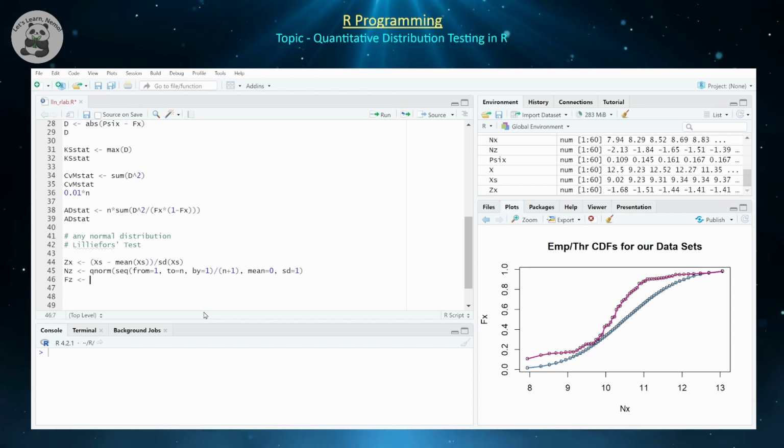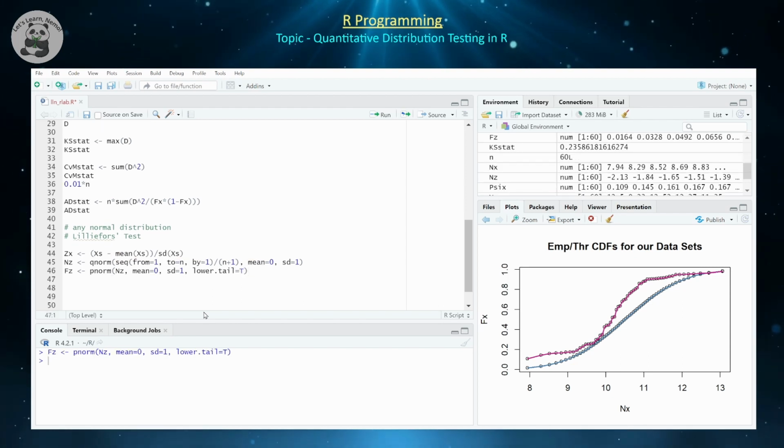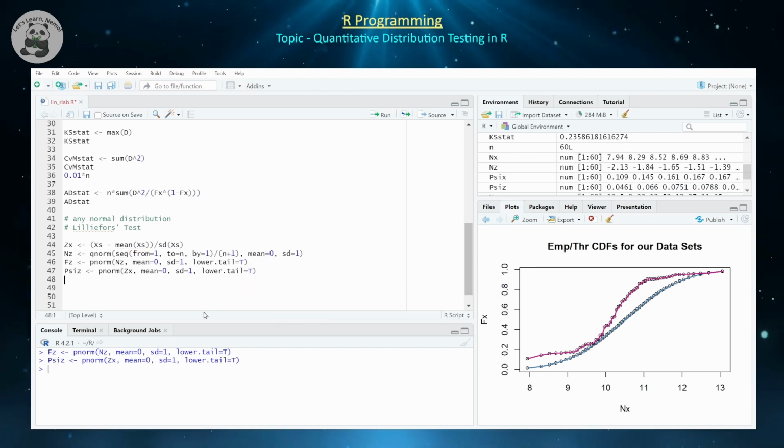So that's going to be our FZ. And I'm just going to do a pnorm of NZ with a mean of 0 and a standard deviation of 1, and let's make sure our lower tail is calculating from the left-hand side. Sorry, and that's going to give us our empirical probabilities. Then let's calculate our theoretical probabilities of what they actually are for our sample. So we're just going to do pnorm for our z-scores generated from a mean of 0 and a standard deviation of 1, and let's make sure that again lower.tail is equal to TRUE.